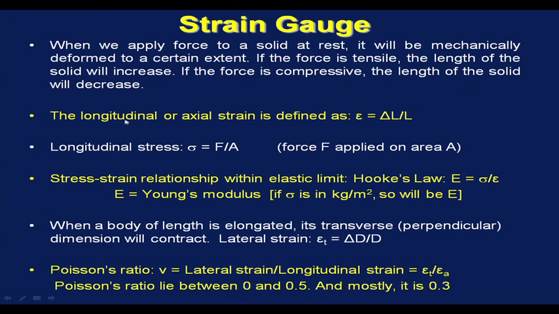The longitudinal strain or axial strain is defined as change in length divided by original length. So, we represent axial strain or the longitudinal strain as delta L divided by L.